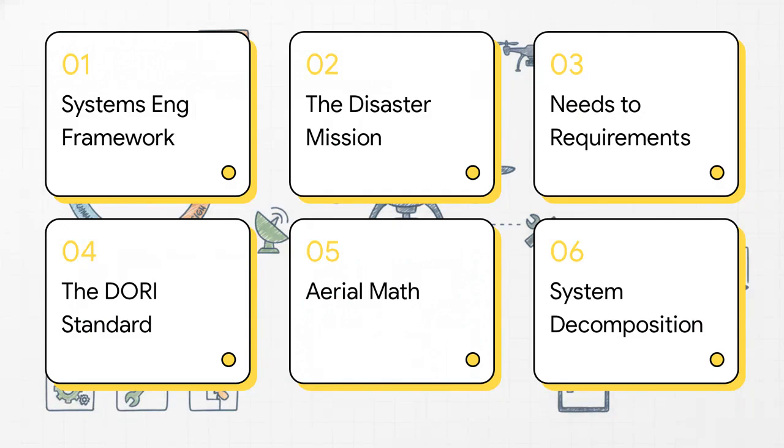We've got 6 key areas to tackle today. We'll start with the systems engineering framework, move into defining the disaster mission, and decoding needs into requirements. Then we'll hit the DORI standard, the math of aerial surveillance, and finally, wrap up with functional system decomposition.